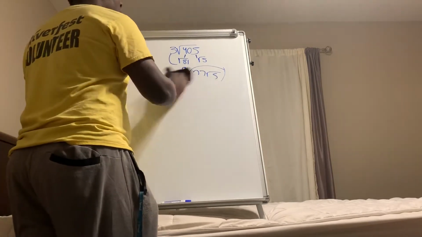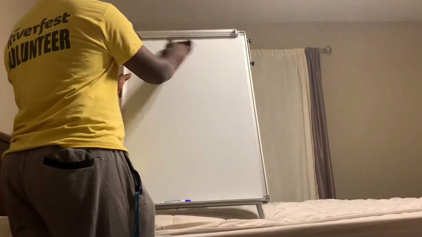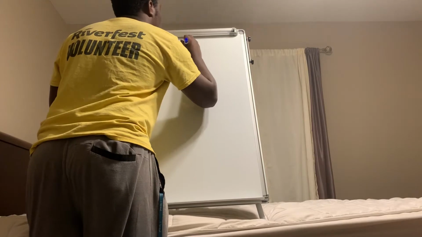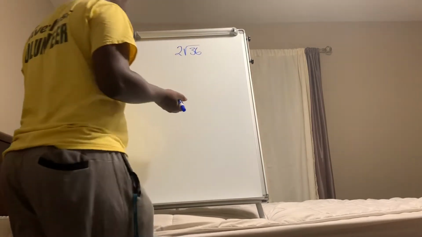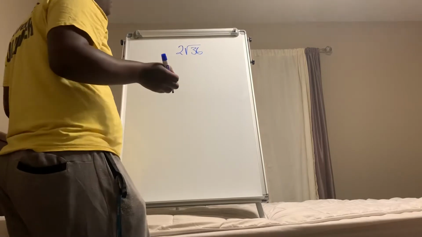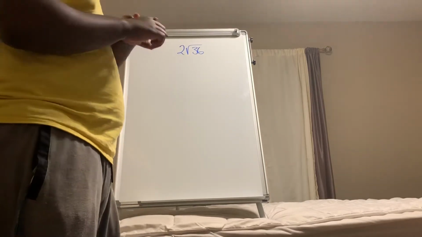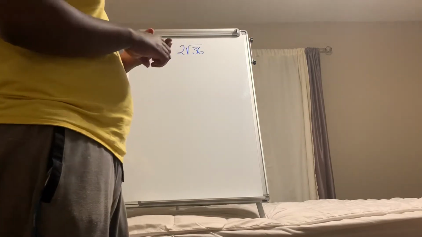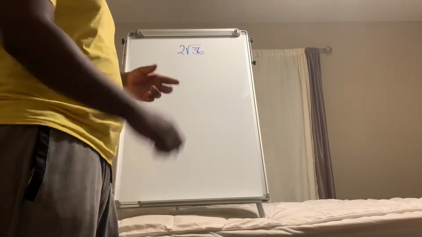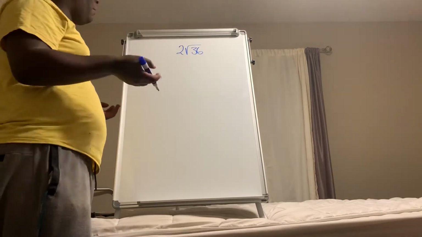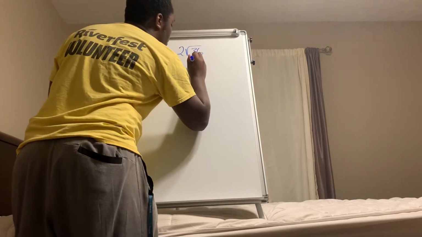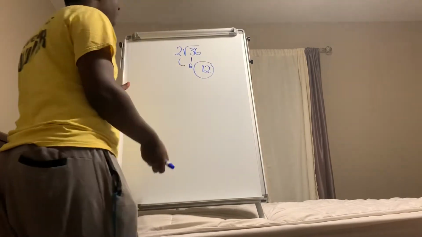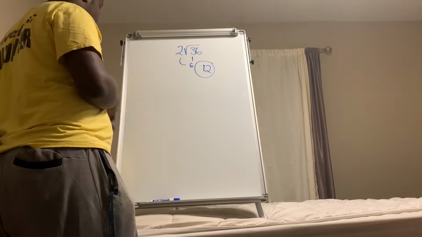Our next question is 2 radical 36. Okay, we know at least up to 10, so you should know 1 times 1 is 1, 2 times 2 is 4, 3 times 3 is 9, 4 times 4 is 16, 5 times 5 is 25, 6 times 6 is 36. Because we know this common math knowledge, we're just going to pull this 6 down, multiply it by this 2, and our answer is 12. That's it. That's the answer right then and there.